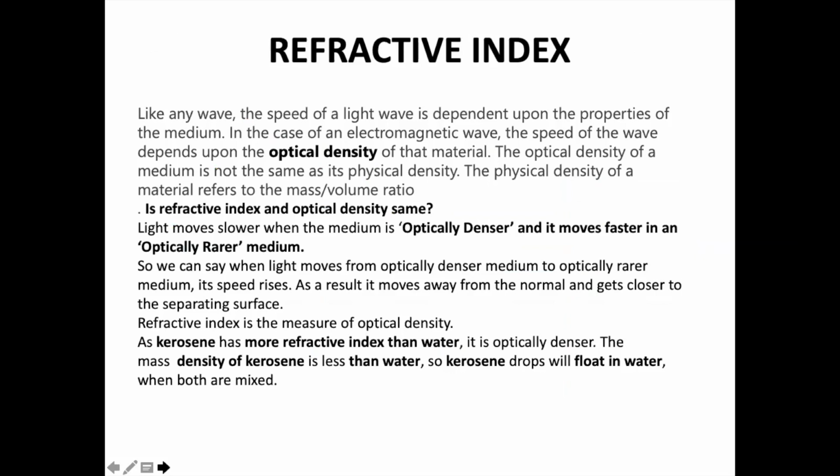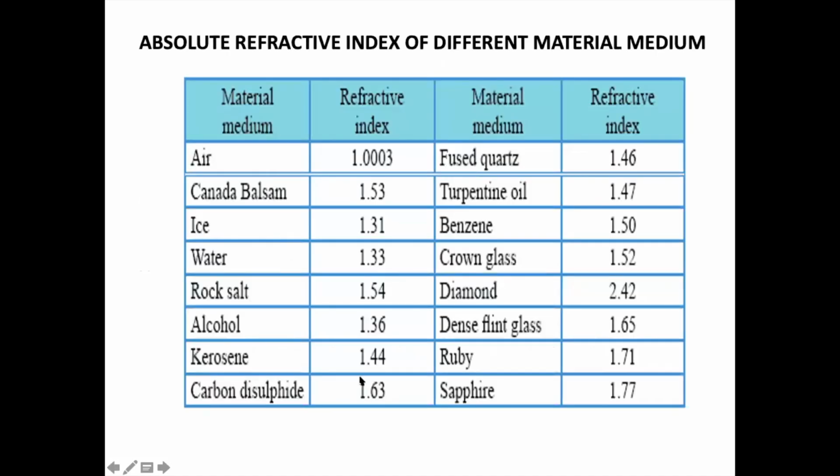There is one question that is asked, and it is there in the textbook also. If I put kerosene in water, what will happen? The kerosene will float on water. So whose refractive index is more, kerosene or water? I think we know the refractive index of water is 1.33, and the refractive index of kerosene, I told you to remember, is 1.44. But yet kerosene is floating on water.